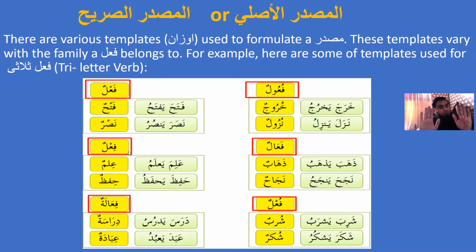Now, please remember this point. No one can guess the masdar. There is no process in which you can guess the masdar. Masdars are only known when you consult a lexicon, a dictionary. The whole purpose of this slide is that there are different templates on which masdar asli is derived, and I have given you some examples of those templates so you can understand what I mean by having different templates.